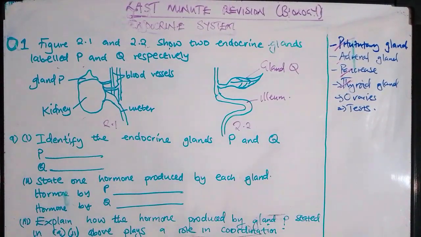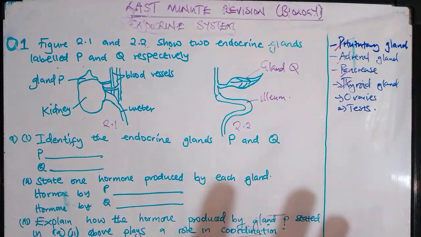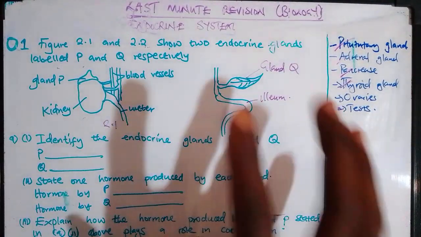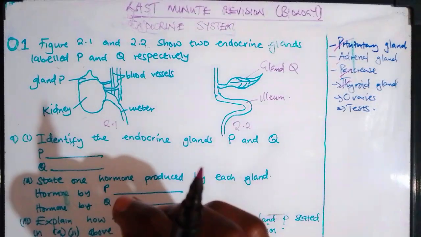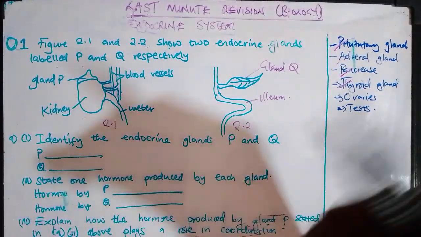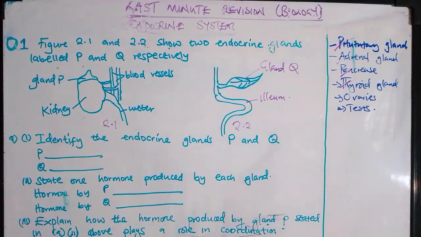So now, getting back to our question. Among these glands which I've mentioned, which glands are represented here? Our first question is asking us to identify the endocrine glands P and Q. How can you identify these glands? For you to identify them, you have to know the location where they are found. Remember, in the video I showed you the locations.